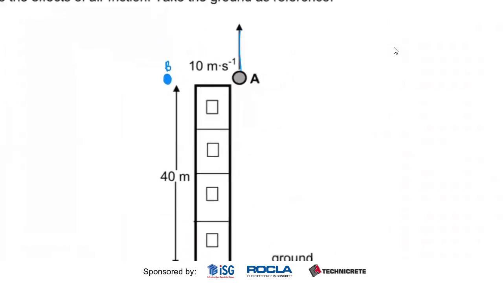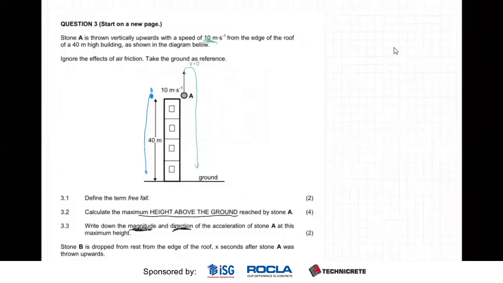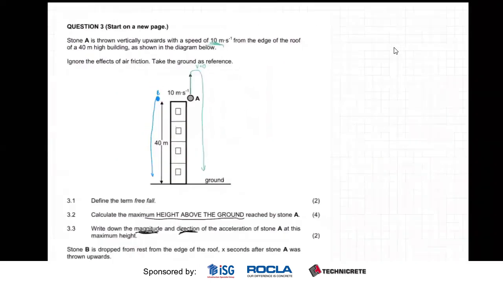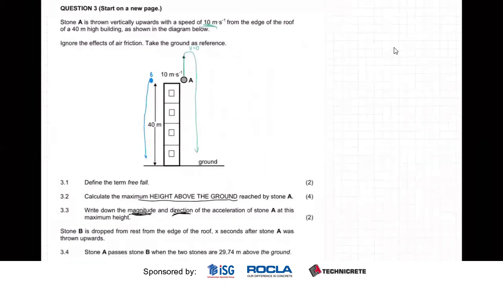Stone A was thrown upwards. So stone A is going to do this and go down. And we know that the velocity at the top is 0. But stone B wasn't thrown upwards. Stone B was just dropped. So stone B is just going to go straight down, straight down to the ground. So we can see that stone A obviously traveled a lot further than B.